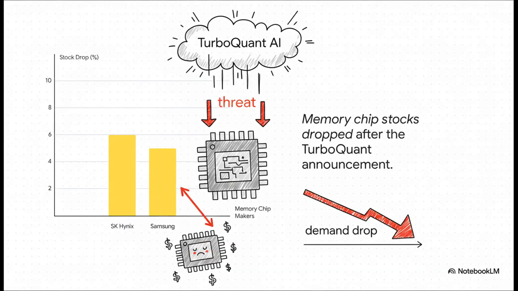I mean, we're not talking about a tiny blip here. Huge memory chip makers like SK Hynix and Samsung saw their stocks take a real hit, dropping 6% and 5%. The market basically read this paper and thought, uh-oh, does this mean the world is going to need a lot less high-bandwidth memory? The very stuff that's fueling this whole AI boom?